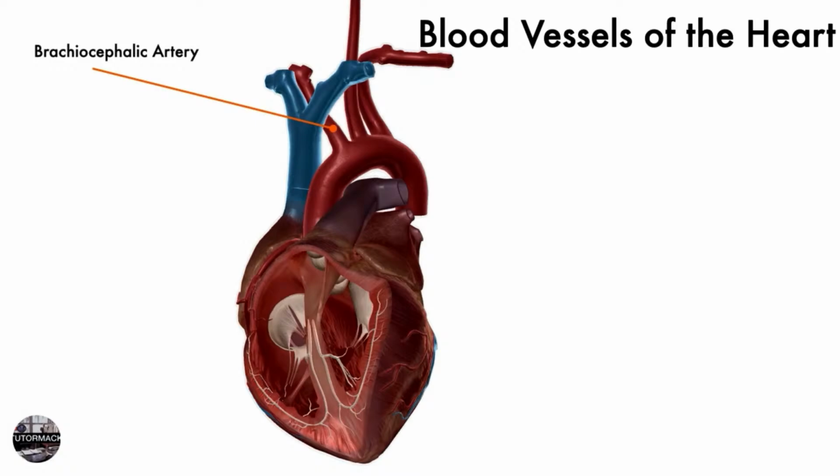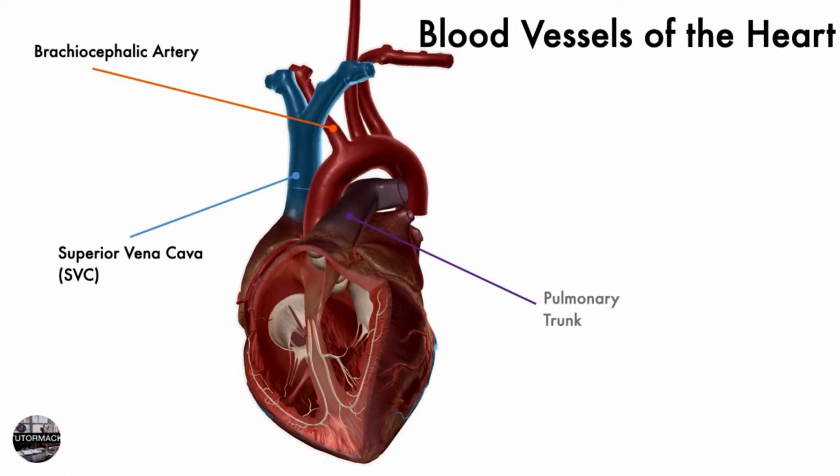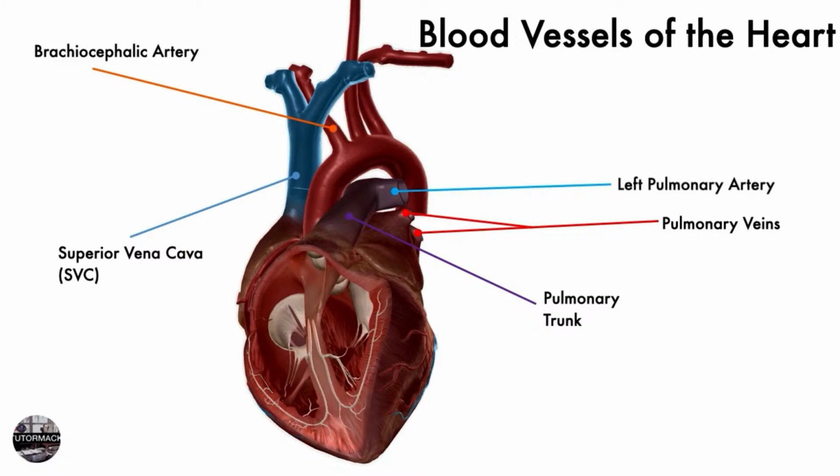Let's talk about blood vessels of the heart. Yes. Brachiocephalic artery. What is this structure here? That's right. Superior vena cava, SVC. How about here? Yeah. Pulmonary trunk. We're moving. How about here? Pulmonary veins, bringing that blood back to the heart. How about here? Left pulmonary artery, and here, that's right, aortic arch coming off that aorta.